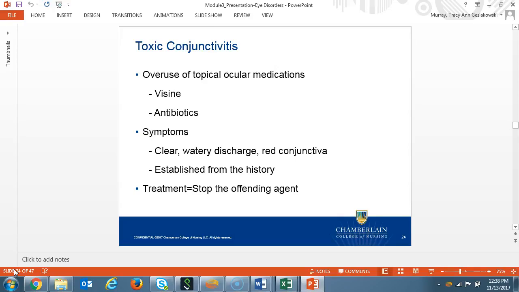Toxic conjunctivitis is due to overuse of topical ocular medications, such as Visine, but antibiotic drops are the most common. The classic scenario is the patient who continues to use the antibiotic drops prescribed for longer than necessary or when they're used for viral infections. Signs and symptoms include clear, watery discharge and red conjunctiva, so the diagnosis is mainly established from the history. Treatment, obviously, is to stop the drops.